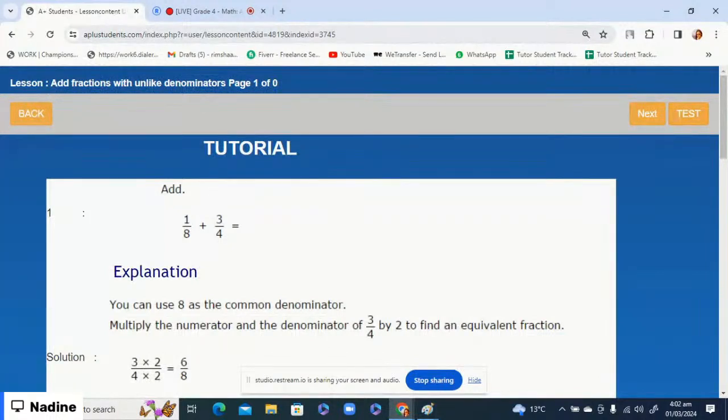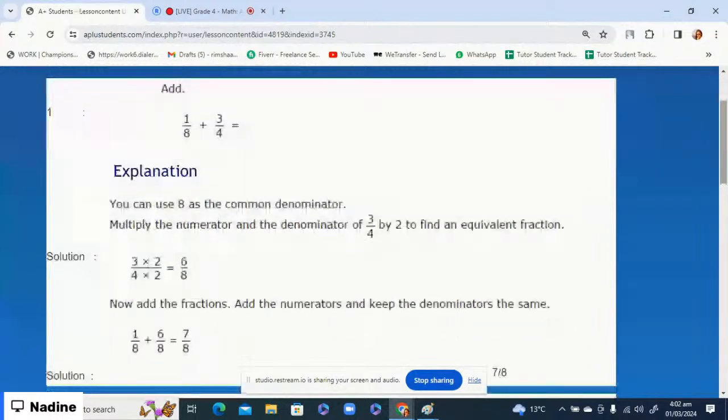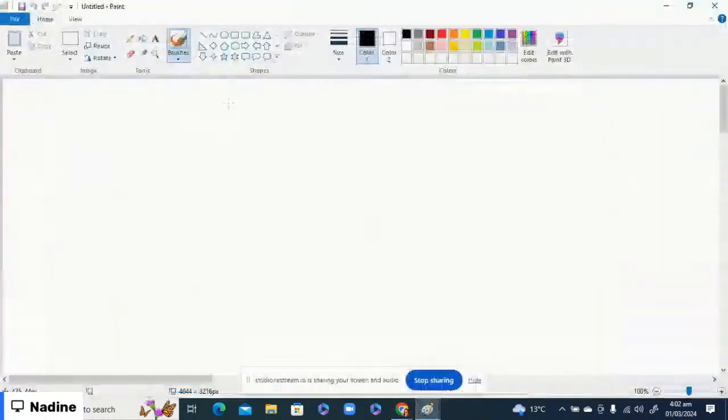So first of all, this is basically adding 1 by 8 plus 3 by 4. So how can we add? Look here, we are unable to add these fractions because their denominators are different. So for that reason, we are first going to make the denominators the same, then we add. For example, I'm going to write here 1 by 8 plus 3 over 4. How to make the denominators equal?